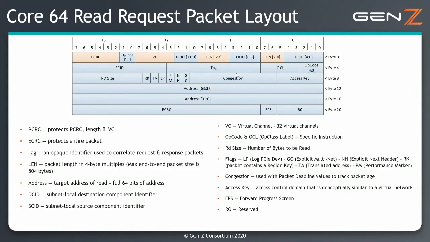There's a tag field that coordinates the relationship between the request packet and the associated response packet. There's a VC field. Gen Z has 32 virtual channels. As we talked about earlier, OCL stands for opclass. Opclass is to indicate the family of commands, and there'll be a detailed slide on this later. And then the opcode is the specific Gen Z opcode, which is part of that opclass. This particular packet is a read request.